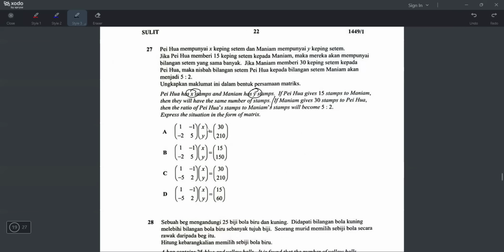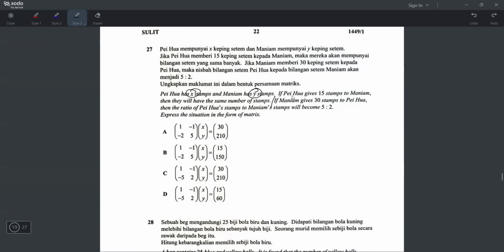Okay guys, this is definitely you have to form your own two equations dulu. Lepas tu when you are trying to do simultaneous equation using the matrix method, you tulis dalam bentuk matrix, right? So yeah, this is definitely that. Yeah, you have to form the two equations first lah.